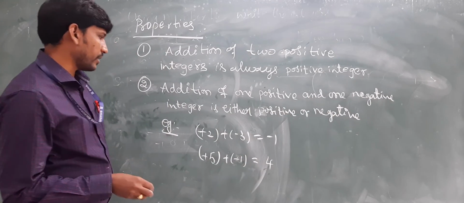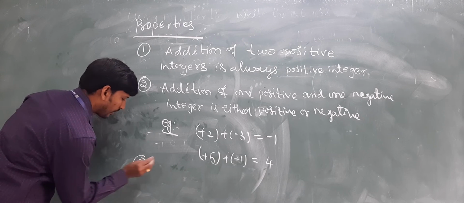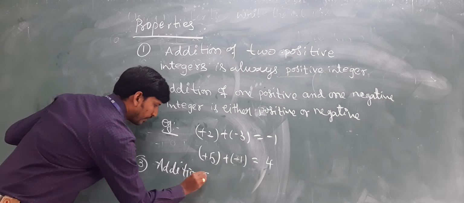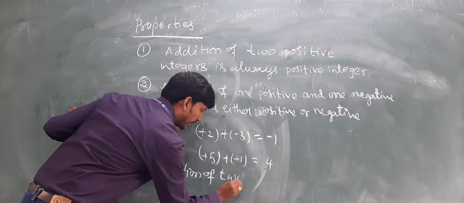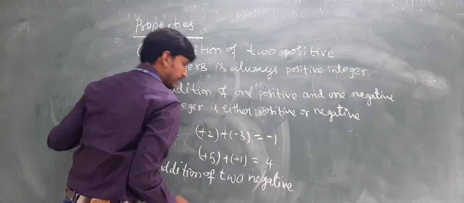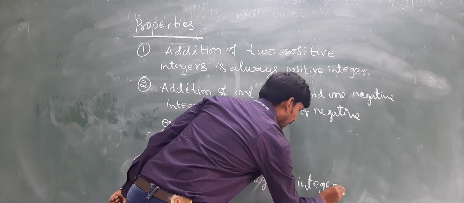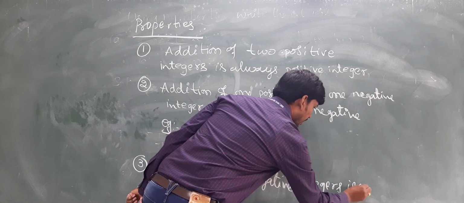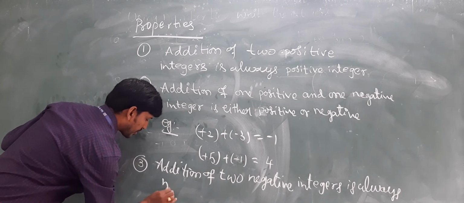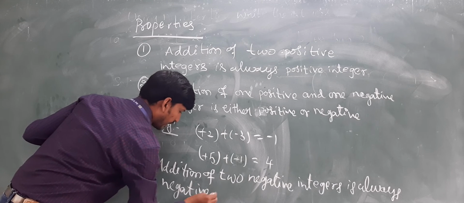The third point is, what is the third one? Addition of two negative integers. Addition of two negative integers is always negative only. Is always negative integer.